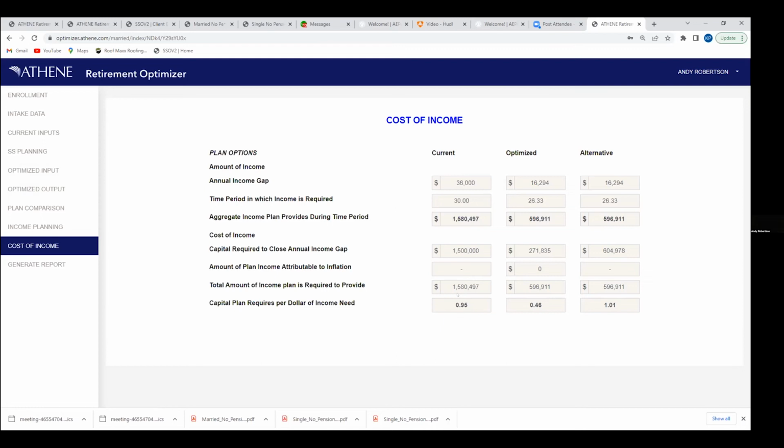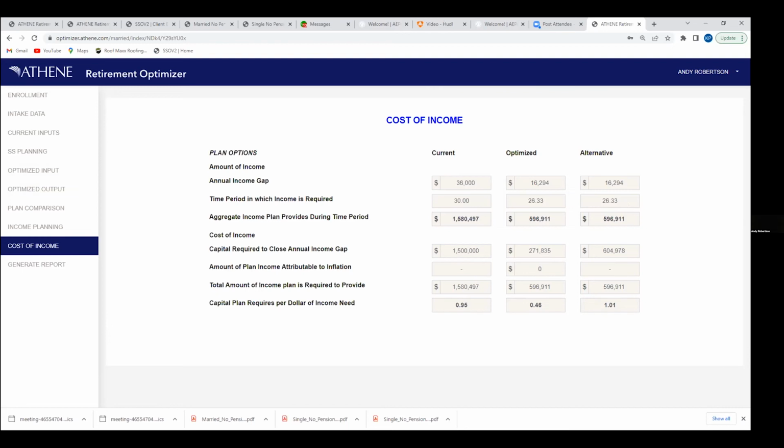So what's the cost of income? How much do you have to commit up front? 95 cents of every dollar up front will get you not to 99, but to a 95% probability of success. Think about that for a minute. If you're not convinced that that's self-funding, that's as close as it gets. And if I drive up the probability of success to 99, this number is going to go up as well. I can wait till 70. That has an impact on the total capital requirement.